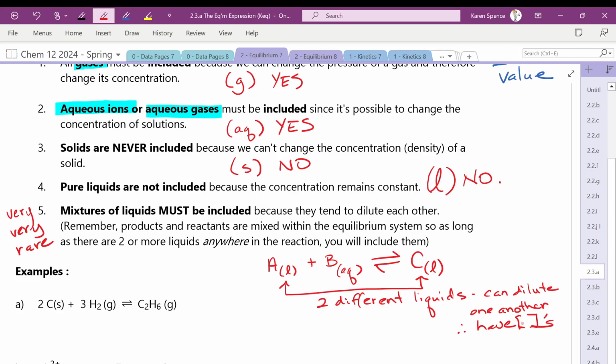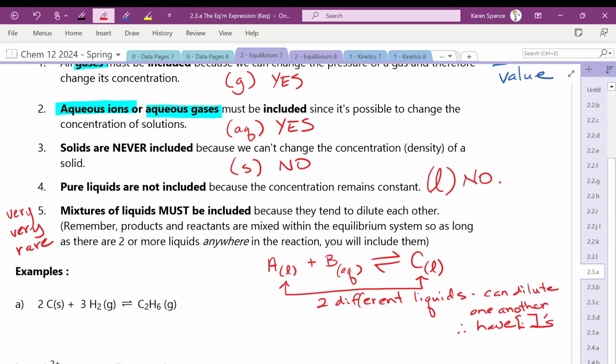Now, how often does this happen? Not very often. It's a little complicated though, so we spend a lot of time talking about it. People spend a lot of time thinking about it because they think it's important. But because it is very, very rare, it is very, very not important. The fact that gases have concentration, yes. Aqueous have concentration, yes. Solids have concentration, no. Liquids have concentration, no. Every once in a blue moon, you might see 2 liquids.